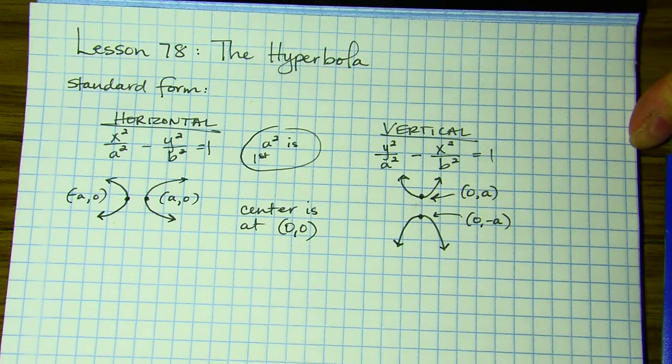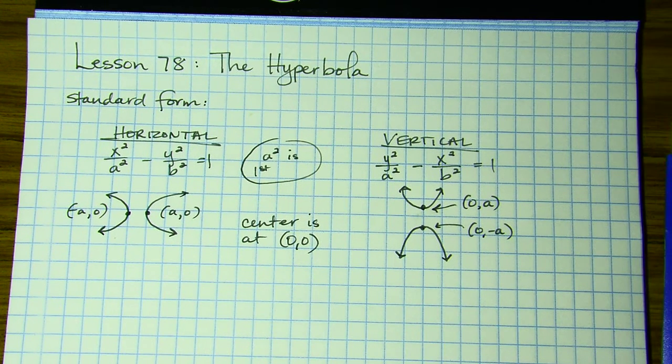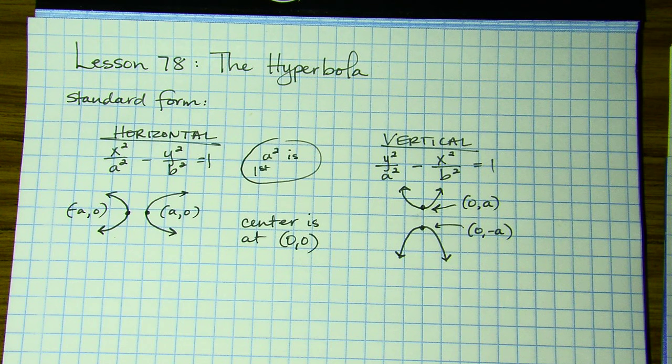Good morning, Trig. We're going to be covering lesson 78, which only has one part, and that is the hyperbola. A hyperbola is like an ellipse that's been cut in half and flipped outwards. And just like an ellipse, we have both a horizontal and a vertical one.